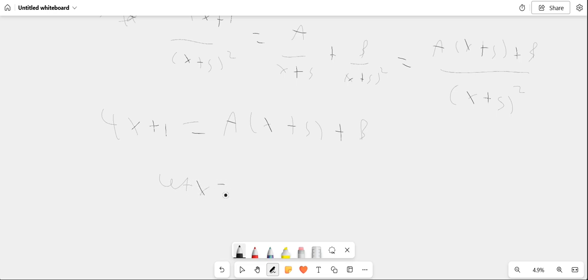Obviously let x equal minus 5 to get rid of this x plus 5 bracket. So let x equal minus 5. Put that into the left hand side, you'll get minus 19. Put it into the right hand side, that'll cancel. We usually have a b, so minus 19 is equal to b. Alright, safe.